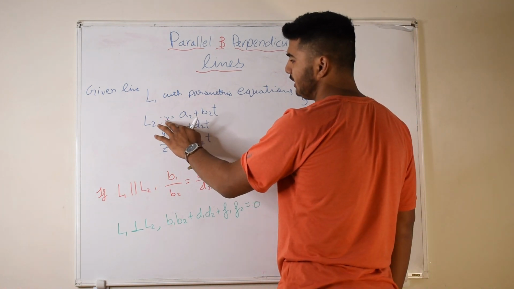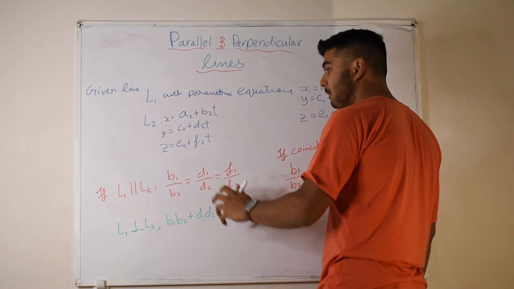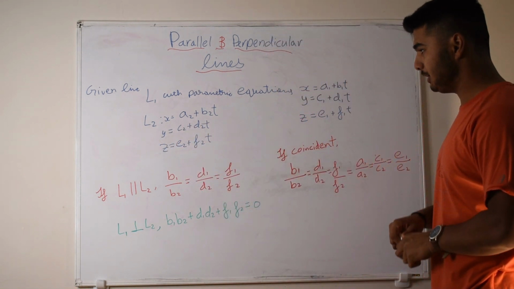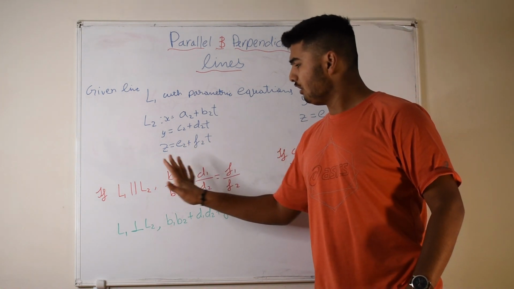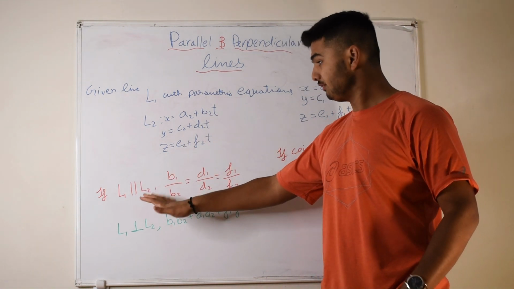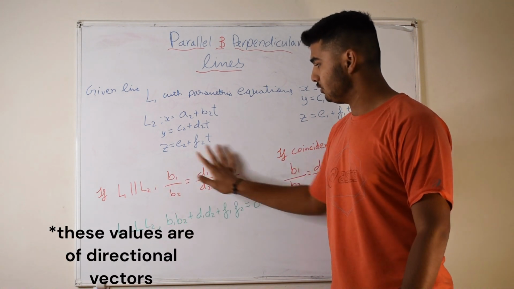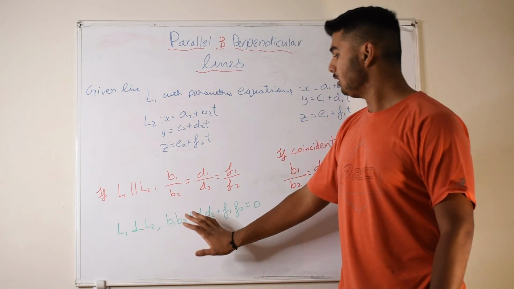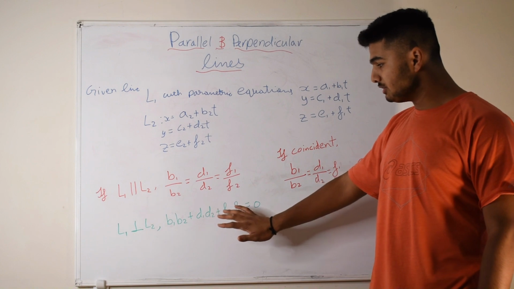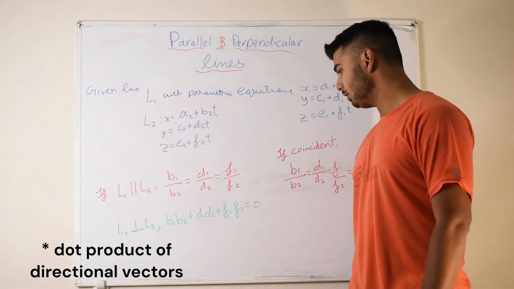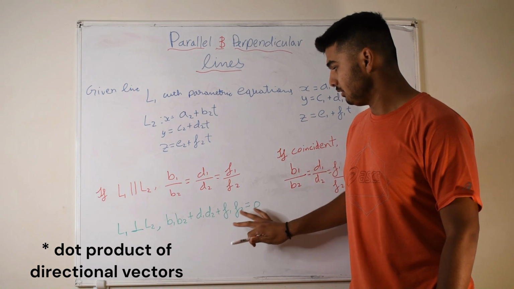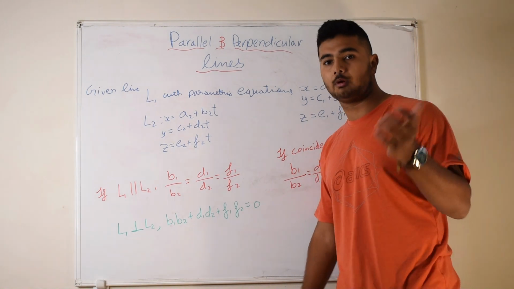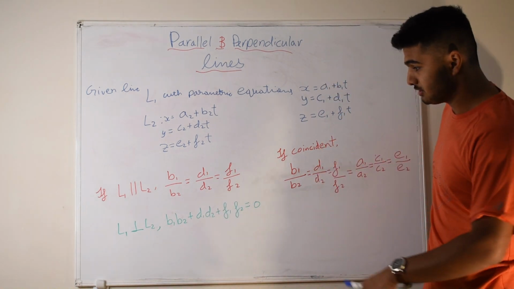L2, same thing, x equals A2 plus B2t, y equals C2 plus D2t, and z equals E2 plus F2t. So, if we want to know that lines are parallel, we can just do this over here to determine it. If you want to figure out that they're perpendicular, multiply B1 B2 plus D1 D2 plus F1 F2 equals 0. If that gives you 0, you know that it's perpendicular, very similar to the dot product.